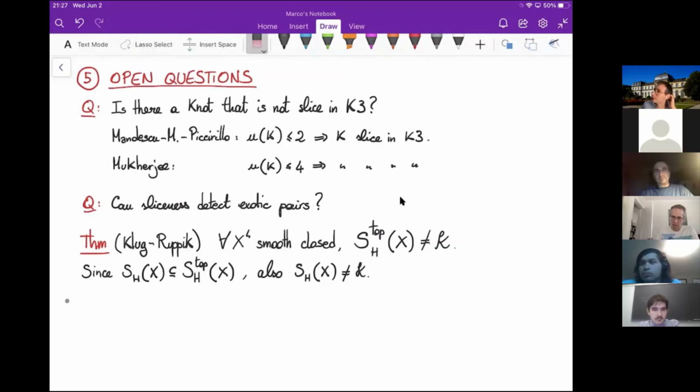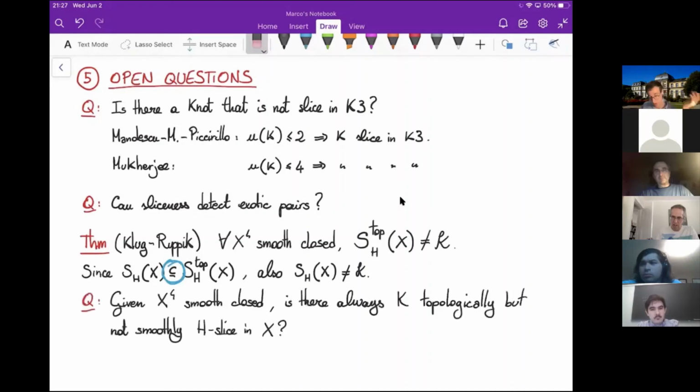But one could ask a question about this inclusion. Is this proper or not? And we found some examples where this is proper, actually including, if you want, even S4 is such an example. But we didn't find any example where this inclusion is not proper, so the inclusion is an equality. So we asked this question: given a smooth closed four-manifold X, is there always a knot K that is topologically but not smoothly H-slice in X? And I think that I'd like to conclude here.